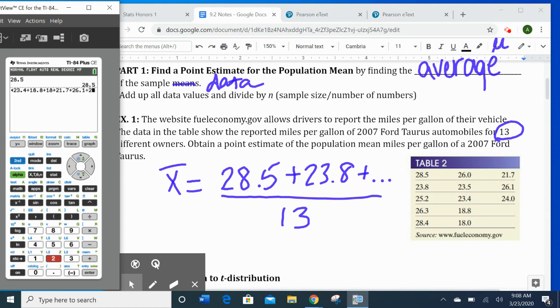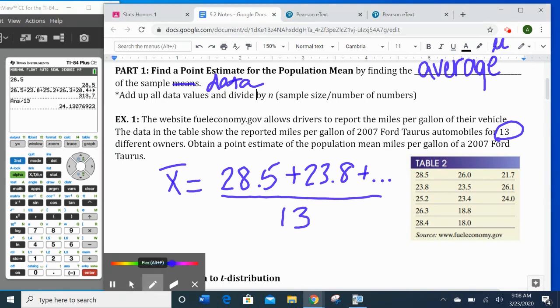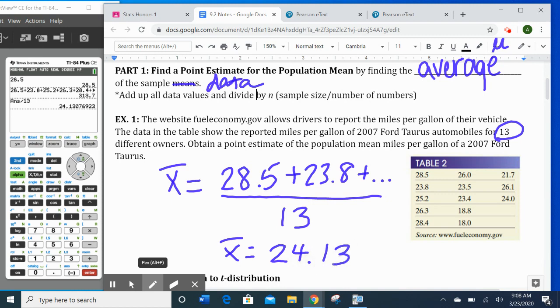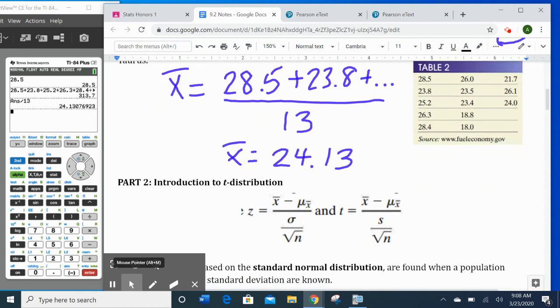Hopefully I'm not making a typo. 313.7. So I add up all the data, get 313.7, divide by 13 to find that x bar, the sample mean, is equal to 24.13. I think it said to round to one extra decimal based on what the data was given. And so the sample mean is 24.13. That means the point estimate for our population mean is 24.13.